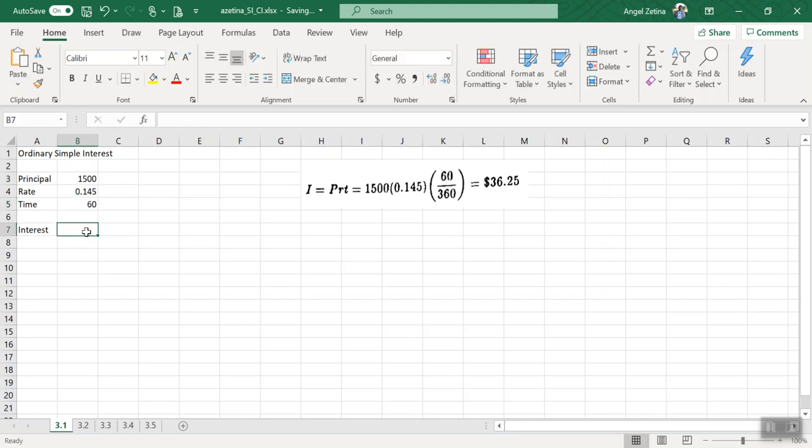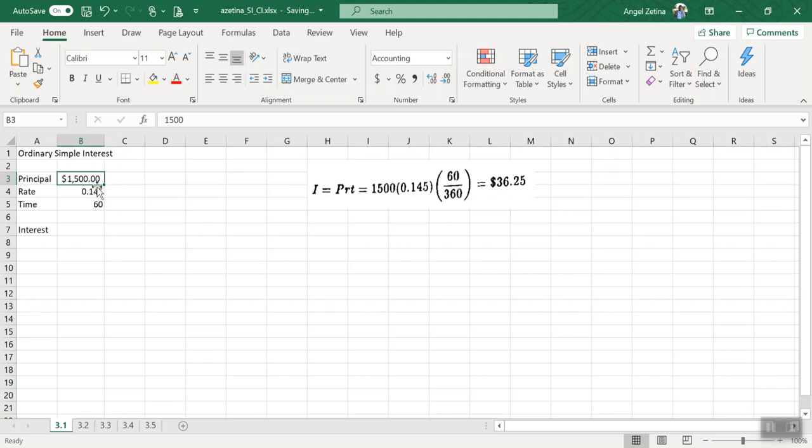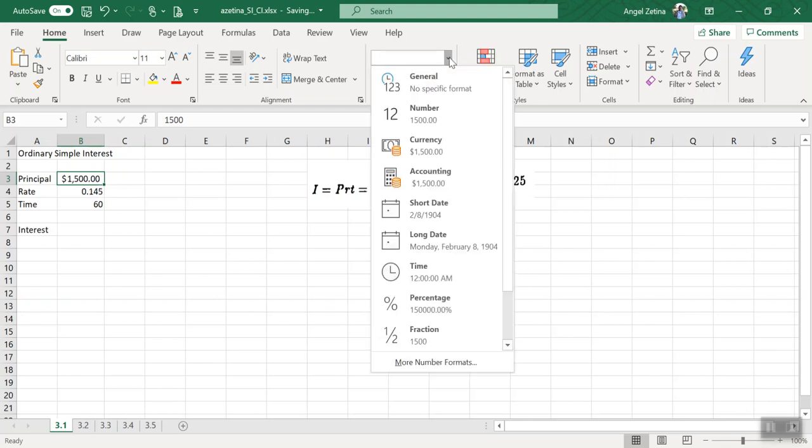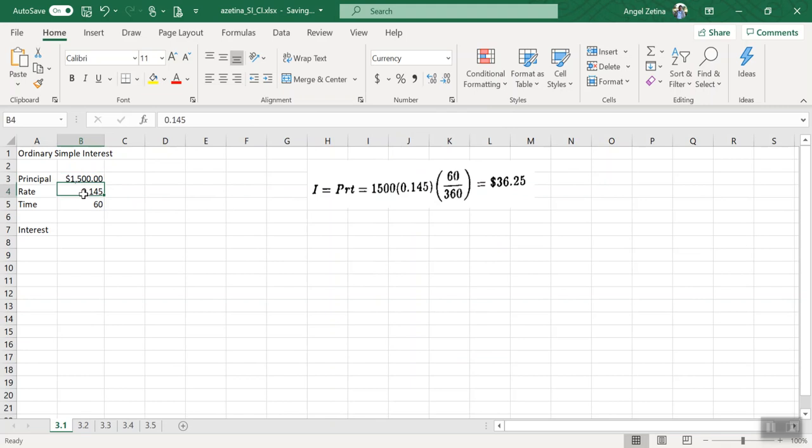Okay, now we're gonna enter the formula for the interest. Let's adjust these cells. So this we're gonna make it currency. And here rate as a percentage. Let's increase the decimal place to get the 14.5. Now to enter the formula, remember that we have to start with an equal sign. Okay, so let's start with that.